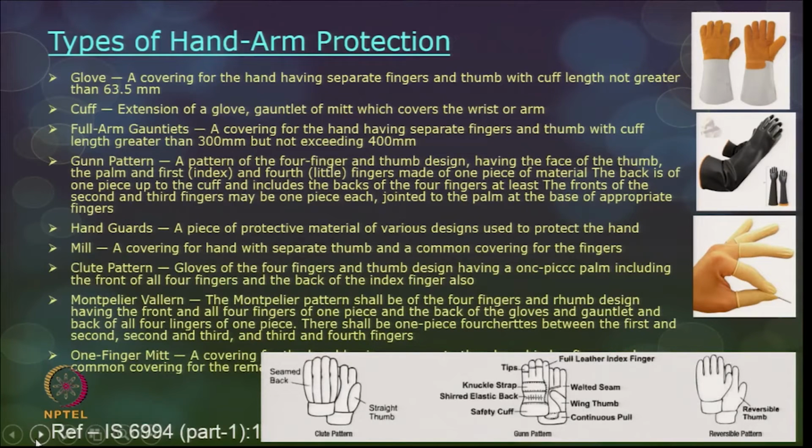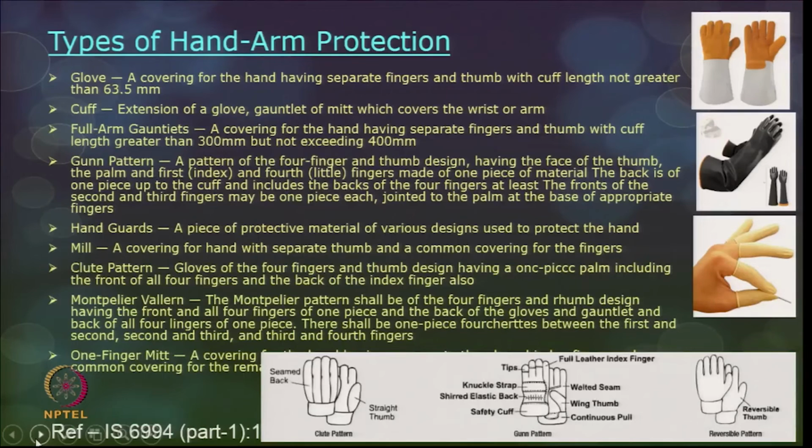What are the different types of hand protection? It starts from just single finger protection to complete hand protection. There are a lot of varieties available and a lot of terminology as seen in the IS code. First, gloves, I think most of you know what gloves are. It is a covering for the hand having separate fingers and thumb, and the cuff length is not more than 63.5 mm. This is primarily called cuff length.